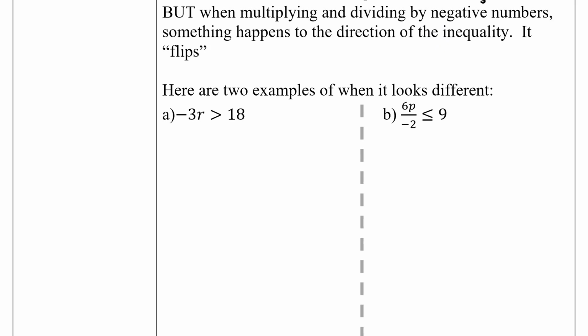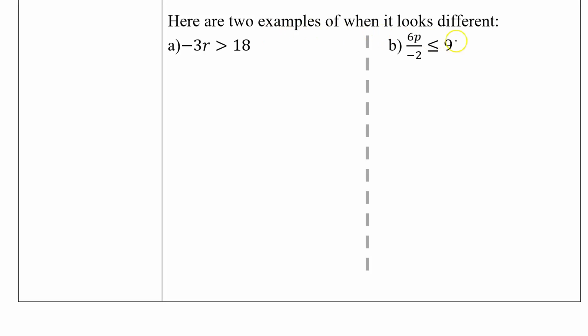But when multiplying and dividing by negative numbers, something happens to the direction of the inequality. It flips. Here are two examples of when it looks different. See how we multiplied r by a negative number, and we have divided p, the variable, by a negative number as well. So something happens here. I'm just going to do the long way around just to show you what actually happens, and then I'm going to show you a bit of a shortcut.